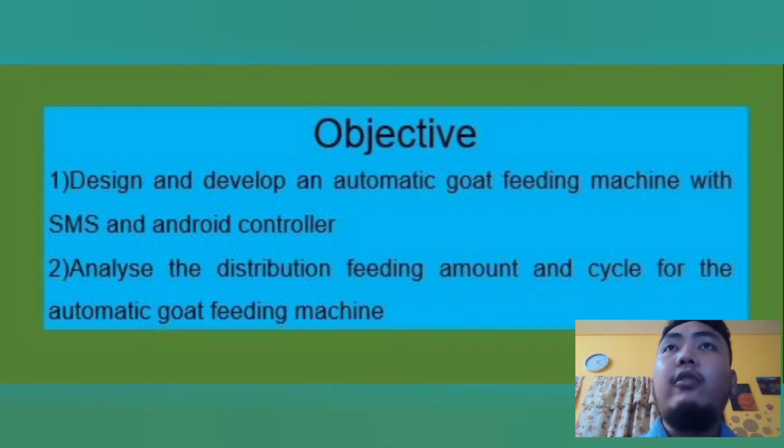So, for the objective, we have two objectives here that we must achieve. The first one will be to design and develop an automatic goat feeding machine with SMS and also Android controller. And the next one is to analyze the distribution feeding amount and cycle for the automatic goat feeding machine.